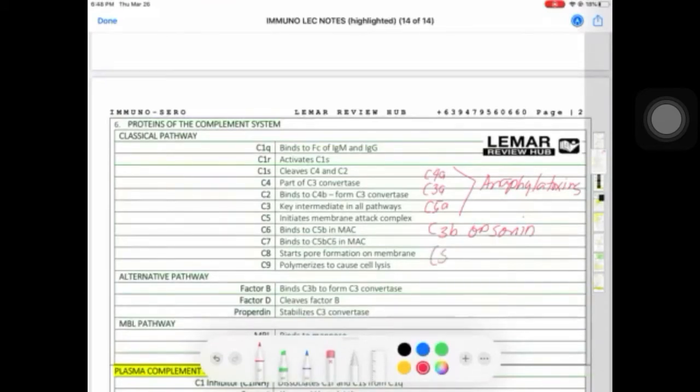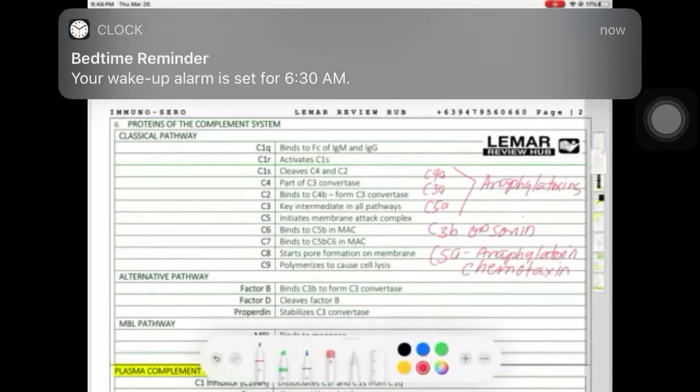Ang C5a, it function both as an anaphylatoxin and chemotoxin at the same time. So pag tinanong po tayo, a complement component that can act as an opsonin, C3b. A complement component that can function as an anaphylatoxin and chemotoxin, huwag kakalimutan, C5a.